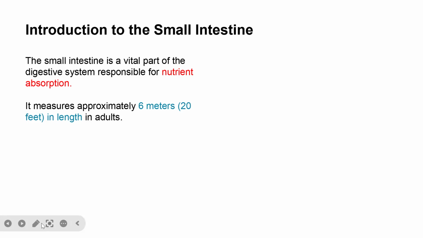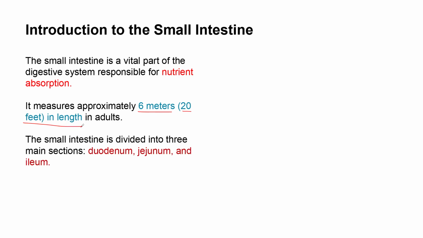In addition, the small intestine measures approximately 6 meters, which is about 20 feet in length in adults. This means it is huge, because 6 meters is not small. It is actually very long. It can fit into our body because the small intestine is twisted in the abdomen.